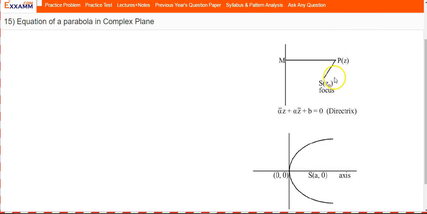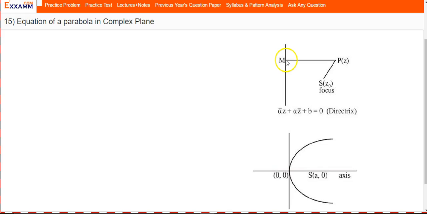Now, in the case of a parabola, suppose we are given the equation of a directrix, alpha bar z plus alpha z bar plus b equal to 0, that is this line, and the coordinate of the focus is also given as z0. We have to find the locus of a point P with coordinate z which moves in such a way that its distance from this focus and this line is always equal. That is as per the definition of a parabola. So what would it mean? That PS, that is modulus of z minus z0, is equal to PM.